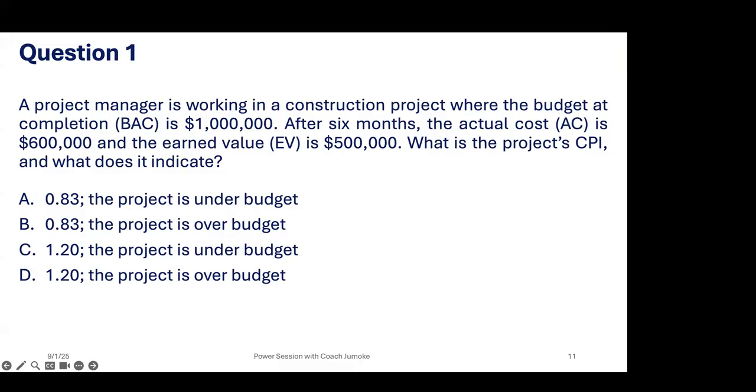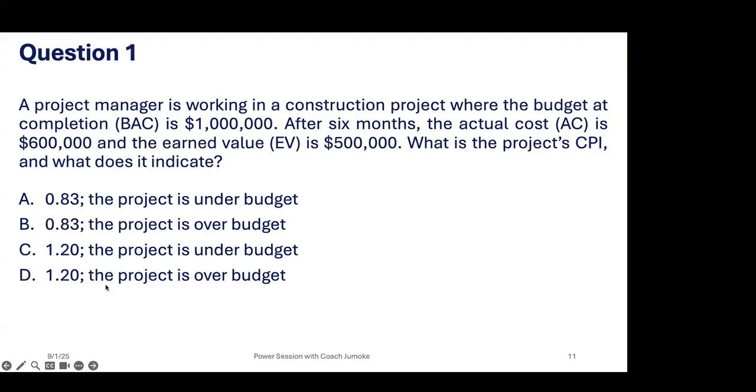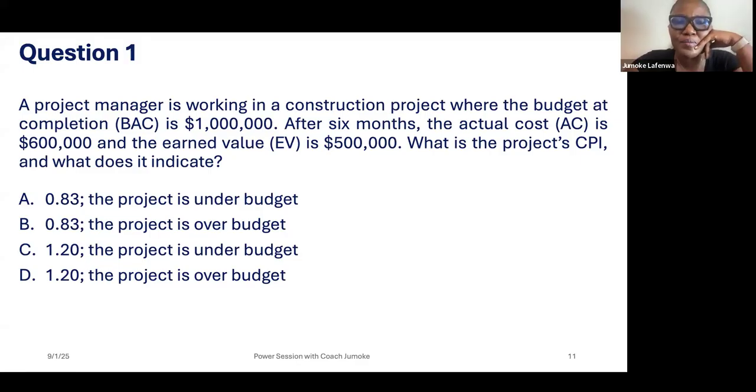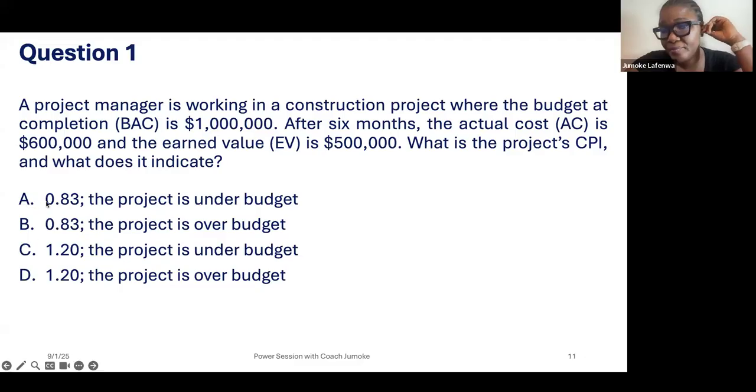Hello, madam. Yes, please. I chose A because 0.83 is not equal to 1, it is less than 1, so it is under budget. That is why I chose A. Thank you. How did you get the 0.83? The CPI formula is EV over AC. That is what I used. Thank you. Okay, so yours is A. Yes, please. All right. Thank you.